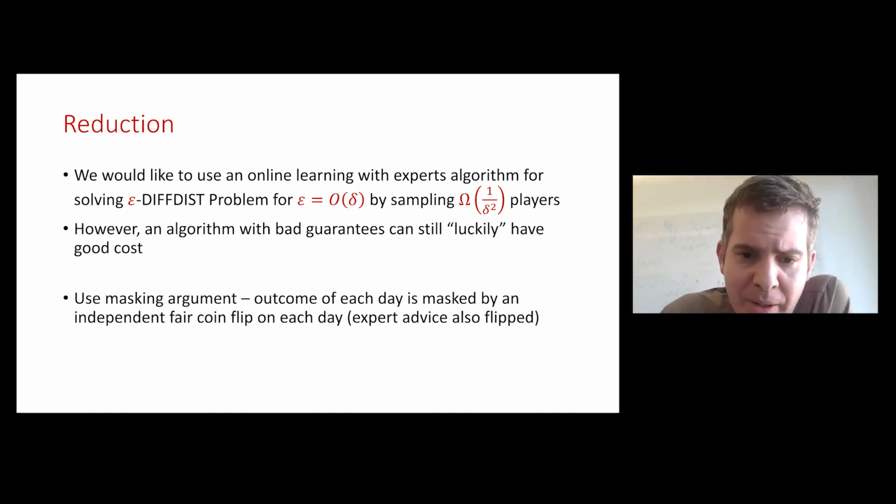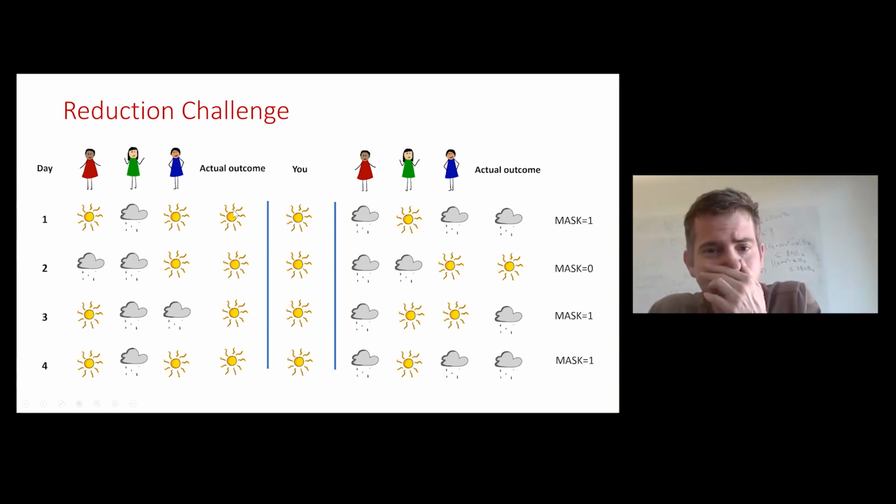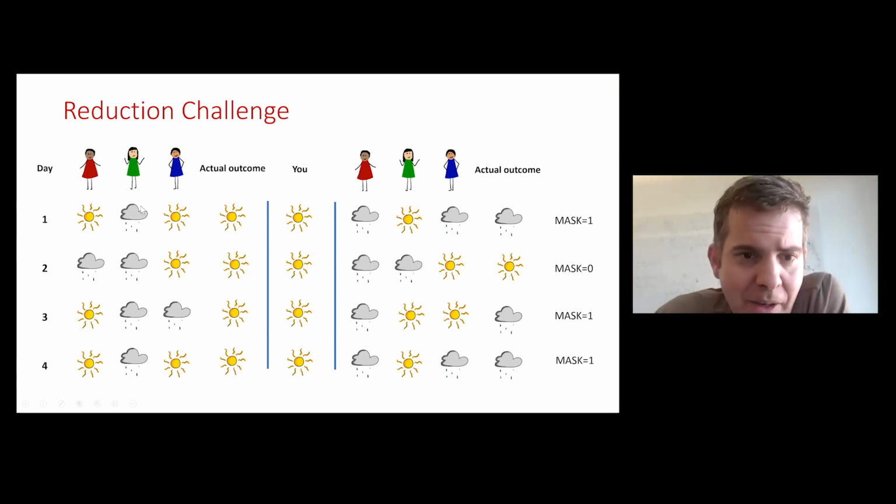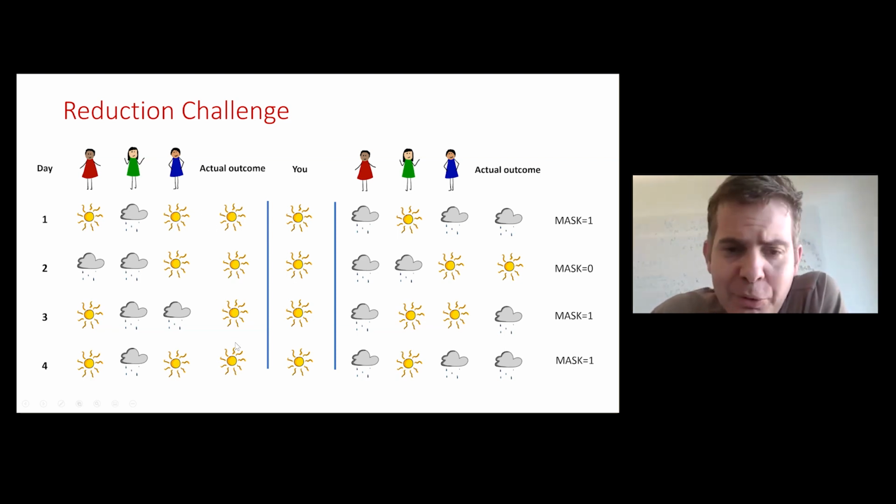Okay, so here's the picture. On the left here was just what we just said: you can just always output sunny without doing anything, and maybe you have low regret. It's the actual outcome. This is what you say.